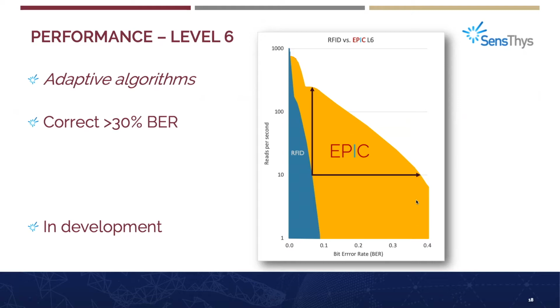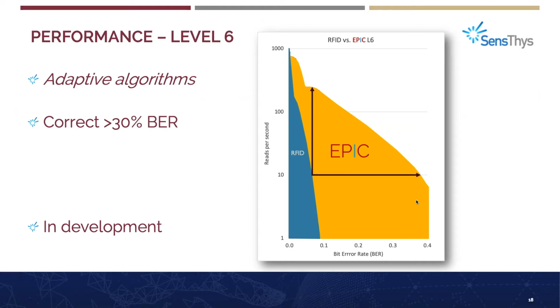So here we show a point at about 10 reads per second with a normal RFID reader, about 8% bit error rates. And again, if we turn Epic on L6, we can get back up into the above 100 tags per second at that signal to noise ratio. More importantly, though, there's a lot of channels that are really screwed up, and 10 tags per second actually is a reasonably fast read rate. And we can read that kind of speed in excess of 30% of the bits being screwed up in transmission.